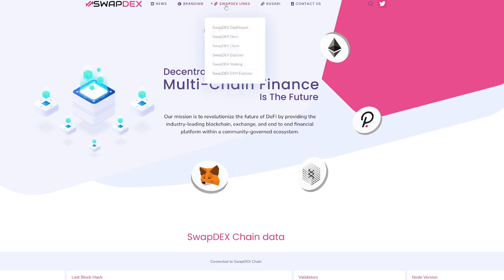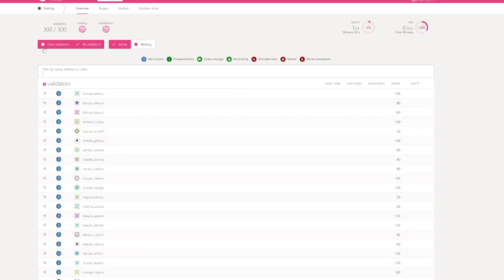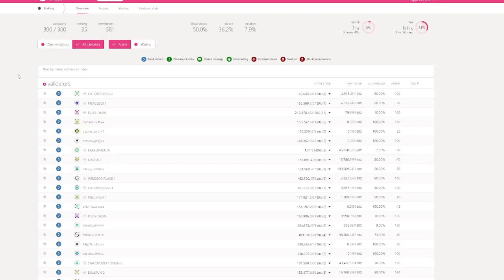There's a lot of reasons to be involved with SwapDEX. When it comes to the staking as well, it's just another one of those reasons. So there is staking. You can see the different validators, the nominators, the ideal staked, the inflation, all of it. It's all available here. So definitely take a look.